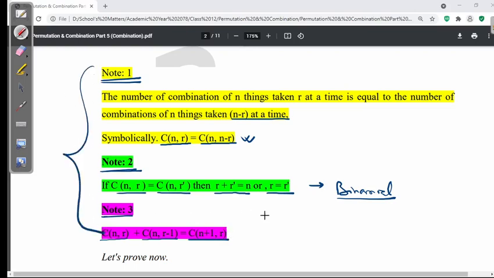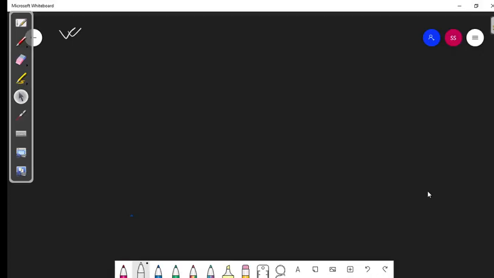These 3 theorems we can prove theoretically, by the exact definition, or we can solve them by using exact examples. By examples you can also verify, but you have to remember all 3 formulae, or the notes, or what to say, important points. The theorem is: the number of combinations of n things taken r at a time is equal to the number of combinations of n things taken n minus r at a time. We have to prove C(n,r) equals C(n,n minus r).